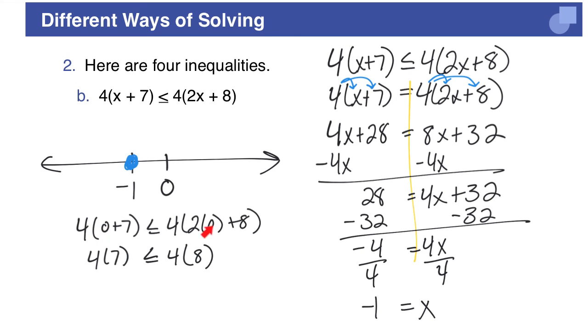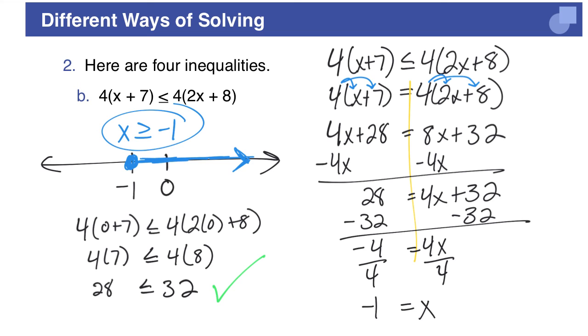And so I'm going to plug in 0 into my original inequality. Here I've plugged in 0 for x into my original inequality, and now I'm just simplifying to see if this is true. So on the left, I end up with 28. On the right, I end up with 32. And 28 is less than or equal to 32. So yes, that works. And so that means that this side where 0 is that I just tested, that is where my solutions will be. And so I can write my final answer as x is greater than or equal to -1. And that means that any number from here on this way on in the number line is going to make the inequality true.